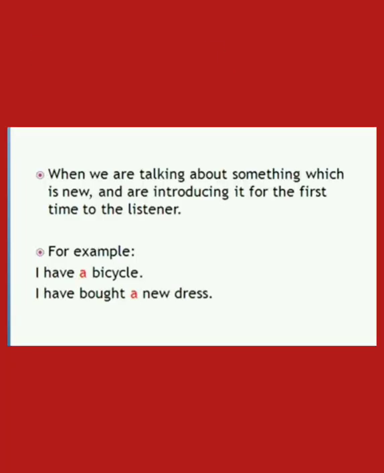Second, when we are talking about something which is new and are introducing it for the first time to the listener. For example, I have a bicycle. I have bought a new dress. So when you tell something for the first time, you have to use a or an.